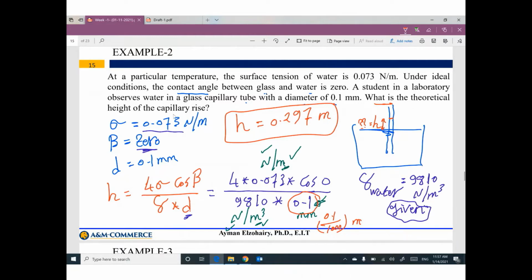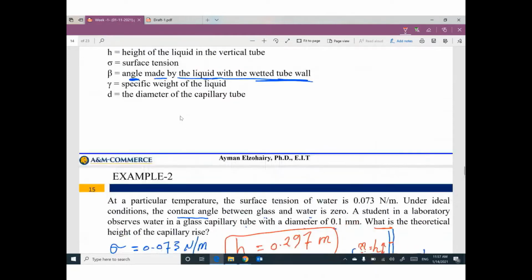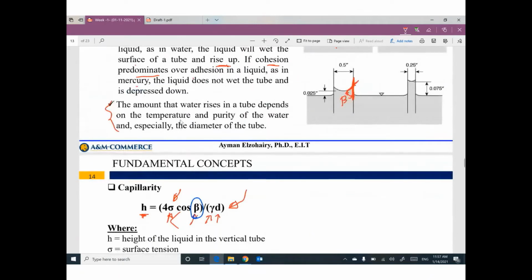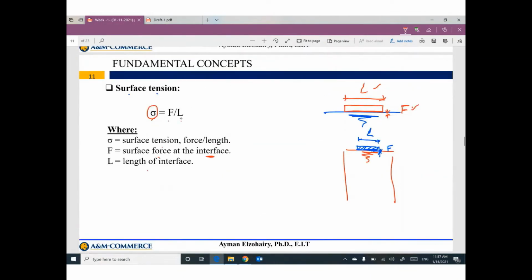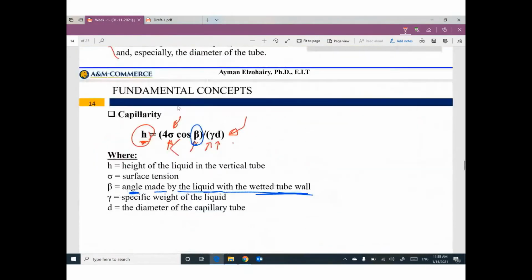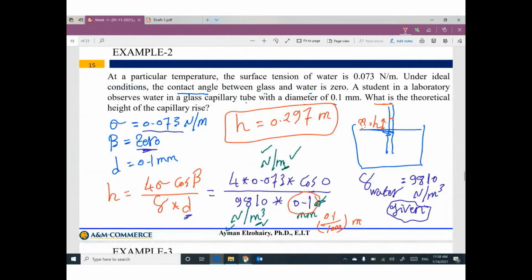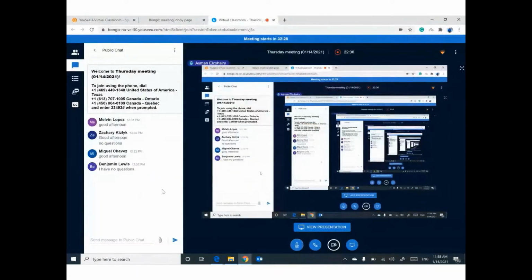So please make sure you are reading the problem carefully and you can decide which equation you are going to use. If you have a capillary tube and you need to figure out the capillary height, you use this equation to figure out the value of H. If we are looking for the surface tension or the contact force or something like this, we are looking for the equation for surface tension, sigma equals F divided by L. Any questions so far? Do you have any questions so far?